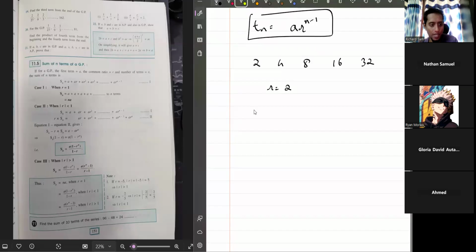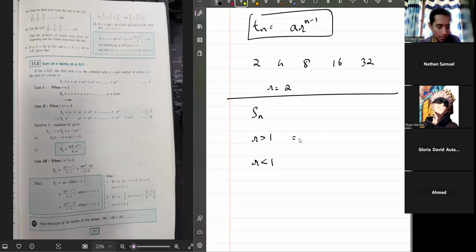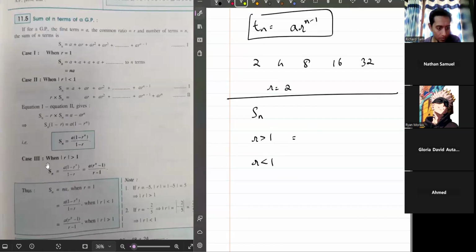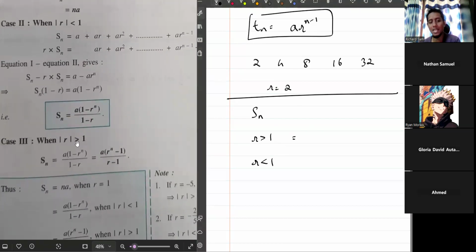Then next, to find the sum of n terms, there are basically two formulas. There's three, but the middle one is of no use. So you have two formulas. One if r is greater than 1 and one if r is less than 1. If r is greater than 1, not exactly r, but the absolute value of r. Absolute value of r means ignore the sign.